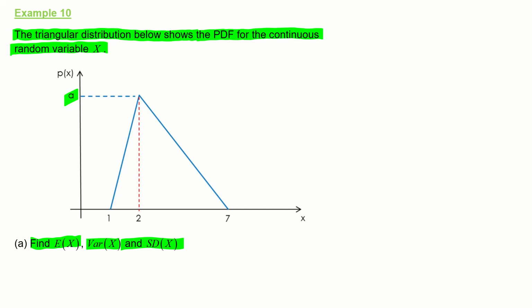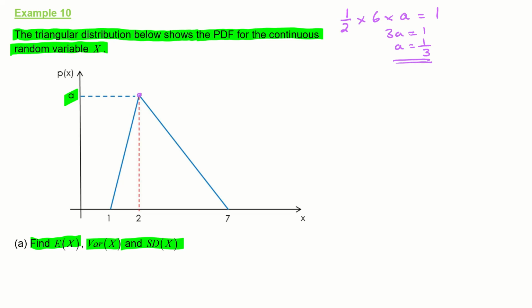The total area of the triangle has to be 1. So a half times the base of that triangle going from 1 to 7, which is 6, times a is equal to 1. 3a equals 1, a equals 1/3.